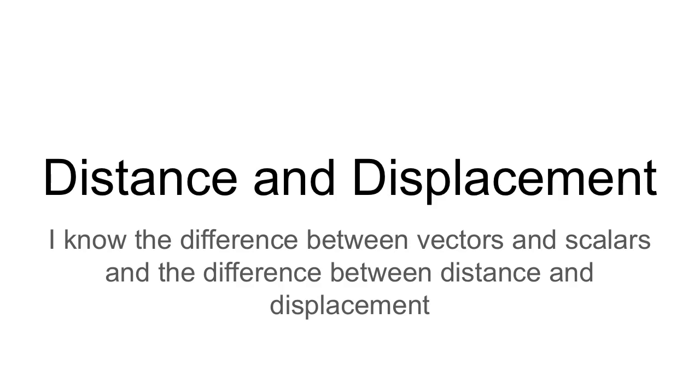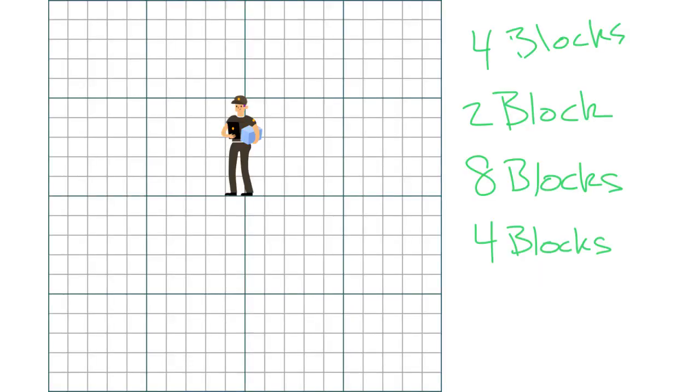This lesson is going to be about distance and displacement. So the learning target is to be able to know the difference between vectors and scalars and the difference between distance and displacement. For this lesson, we're going to be following the path of a UPS driver as he's out on his route.